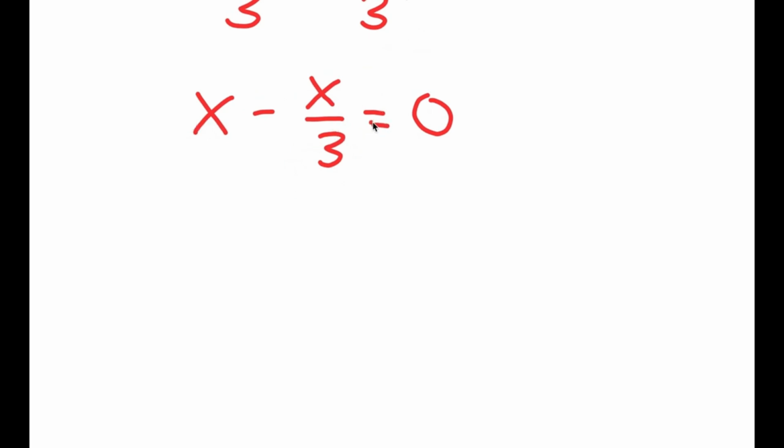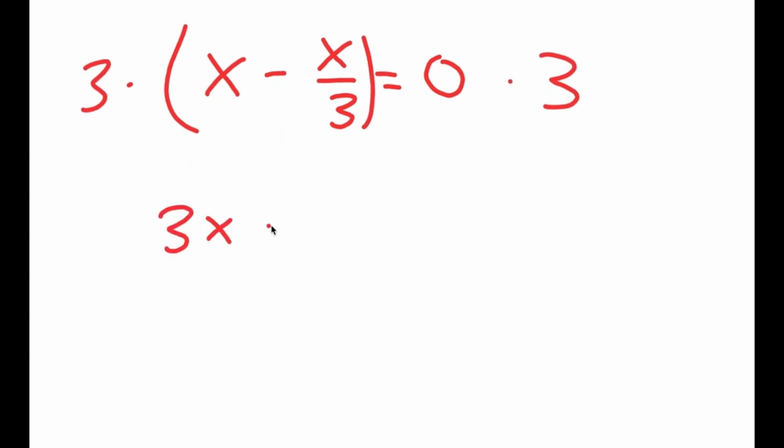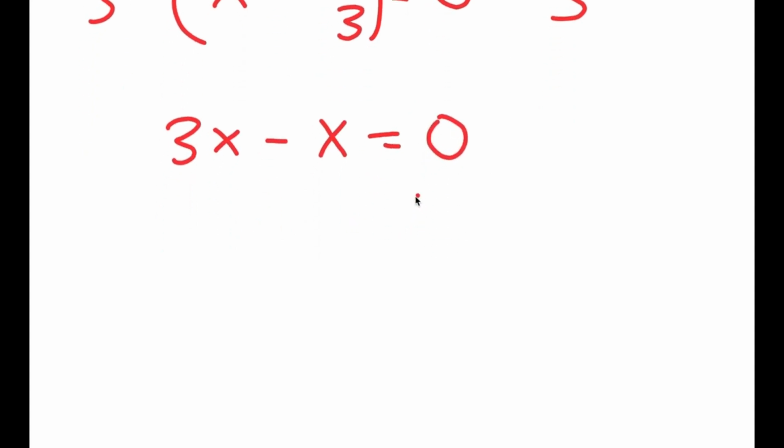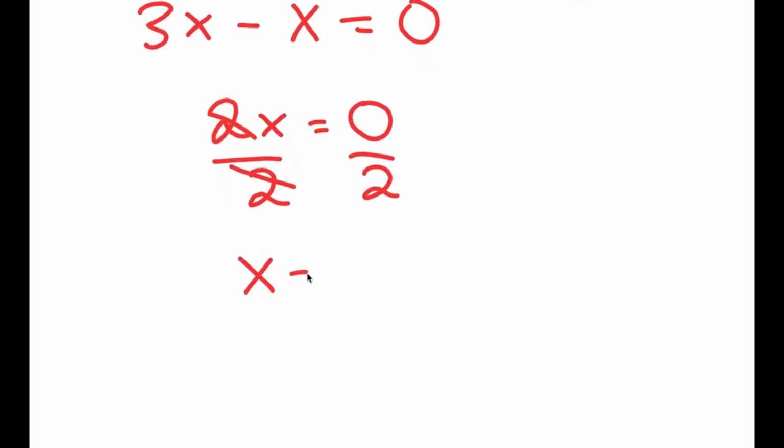I get x minus x over 3 is equal to 0, and now I'm going to multiply both sides by 3. So now I get 3x minus x is equal to 0. 3x minus x is 2x, so I get 2x is equal to 0. And now obviously, this is simple. All I have to do is divide both sides by 2, and I get x is equal to 0.